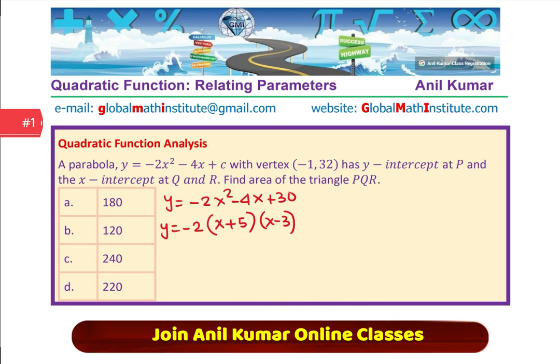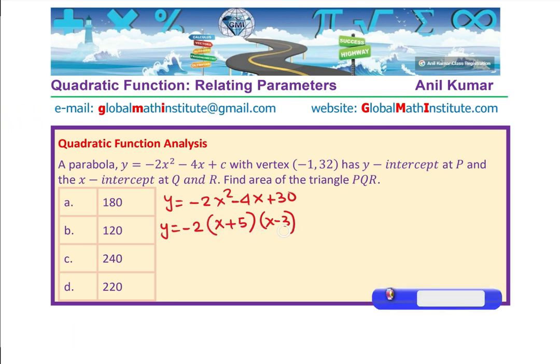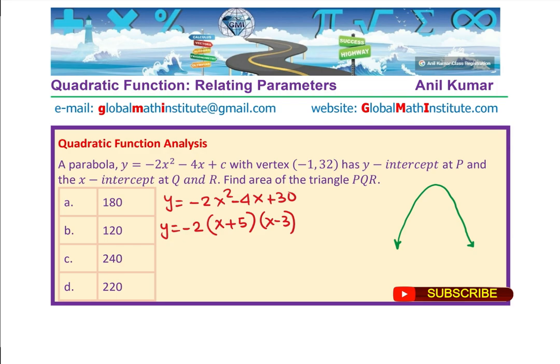Perfect. So it is a parabola which opens downwards, right? And it has got two x-intercepts, one at minus 5, the other one at 3. So the parabola will look something like this, right? So let me just draw a parabola. So that is how it will look. And as you can see, here we have two x-intercepts.